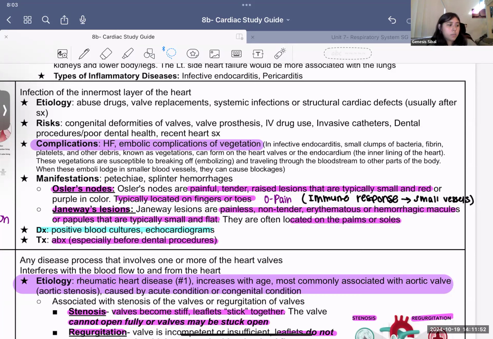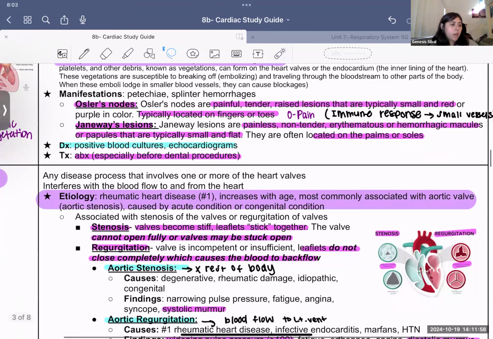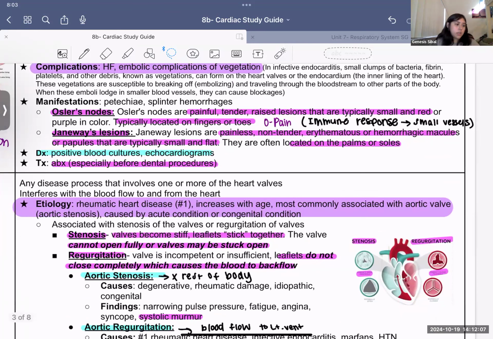So manifestations: petechiae and splinter hemorrhages. Just obviously with the blockages that you're seeing with that, and then with bruising, that's another thing to note. But Osler's nodes and Janeway's lesions, they will most likely ask you about this. So Osler's is painful, tender, raised lesions that are small and red or purple. Whereas with Janeway's, they're painless, non-tender, and they're described as erythematous or hemorrhagic macules or papules that are typically small and flat.